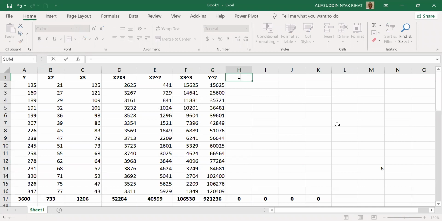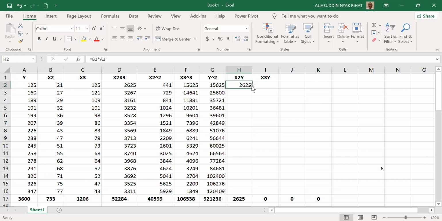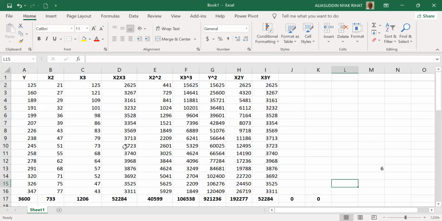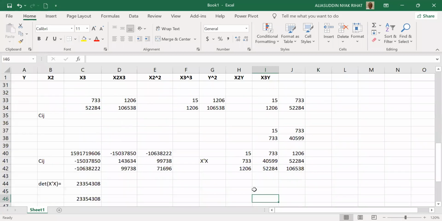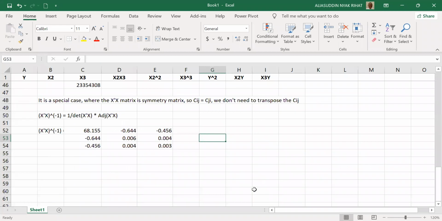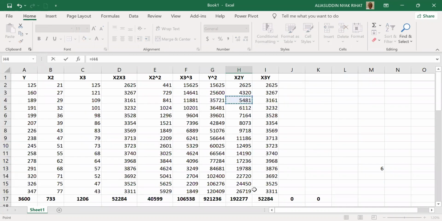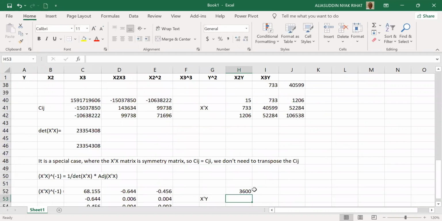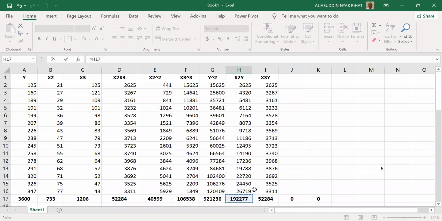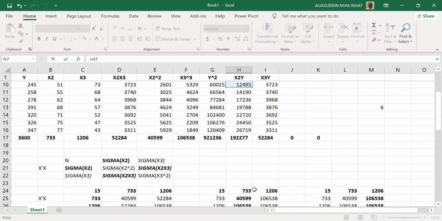This means we have here sigma y, we got this 3600 already. Here x2 y, x3 y. We multiply x2 by x3 here. Same thing here, we can copy x2 x3, x3 y here. We have already this one. This one is x prime y. We take the value from here, sigma y, and the value of x2 y here, and another one, the value of x3 y here.